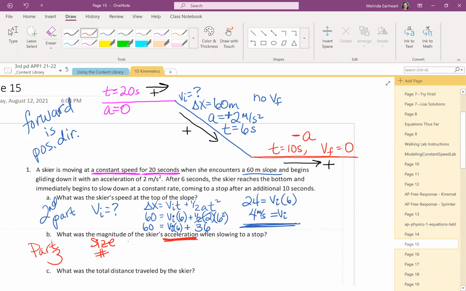And so we know the time. I'm just going to bring it down here. We know the final velocity is 0. Is this enough to solve for acceleration? Well, let's look at our equation.